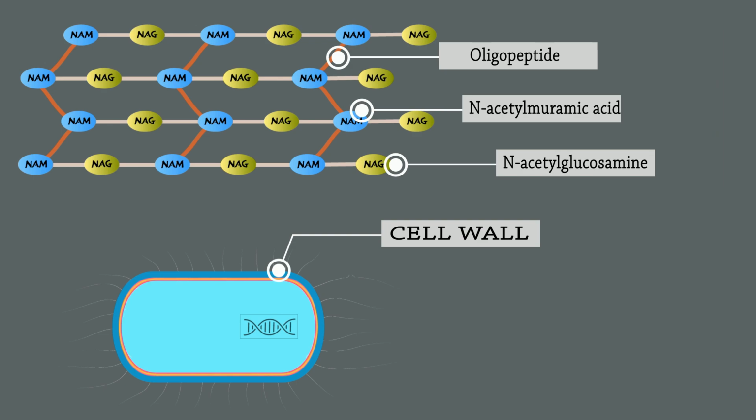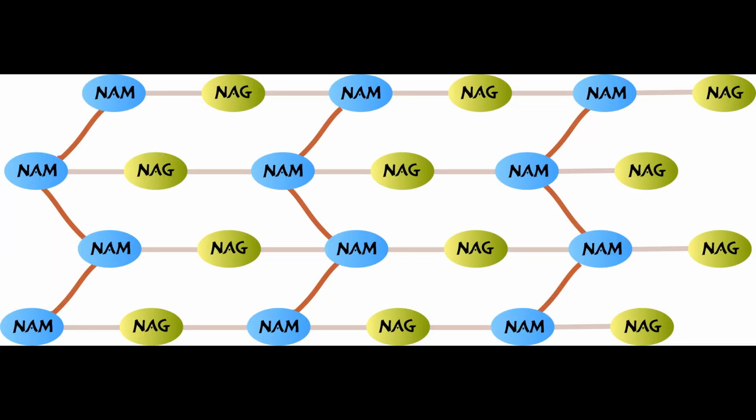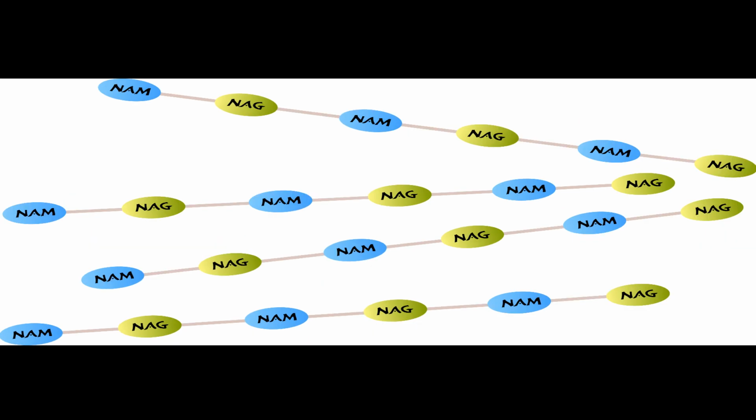These NAM and NAG layers are linked via oligopeptide bond. This disinfectant breaks the peptide bond that is present in the oligopeptide. Thus, the integrity of cell wall is broken.